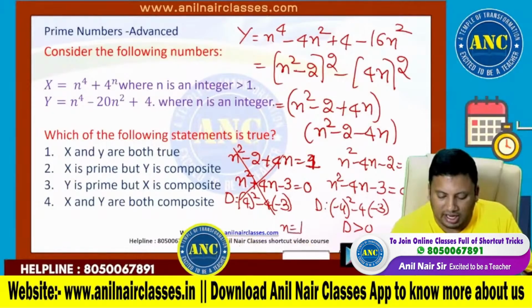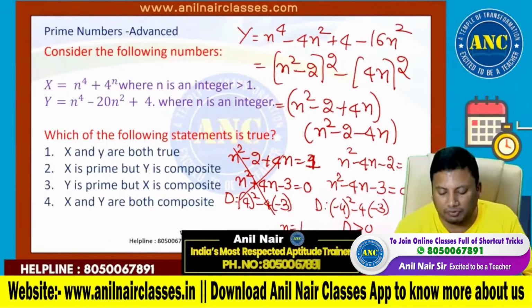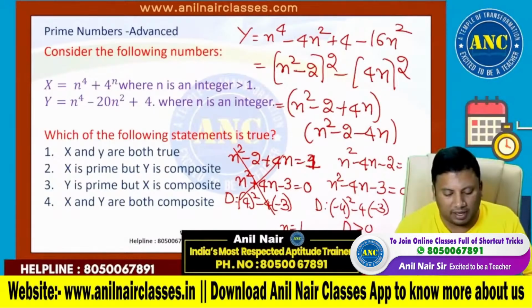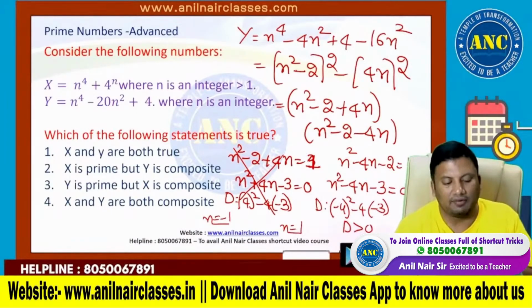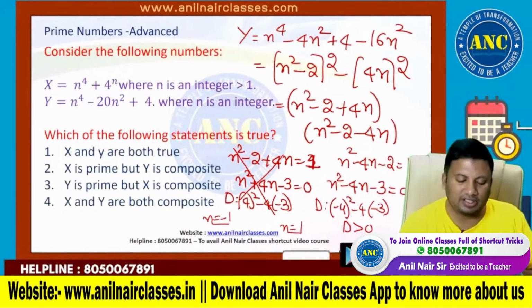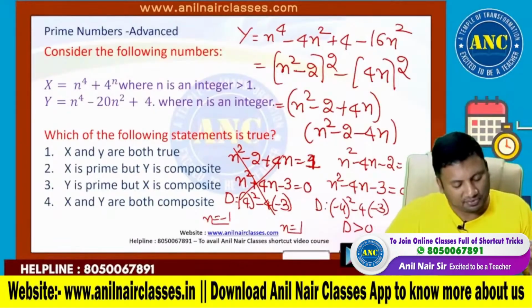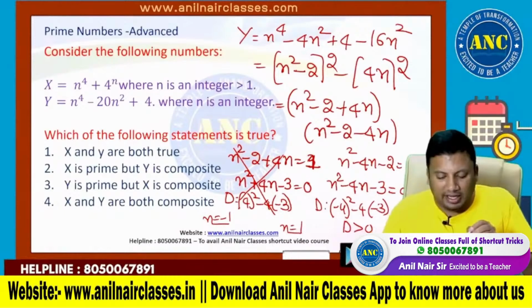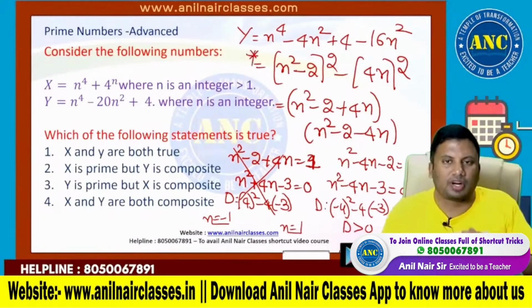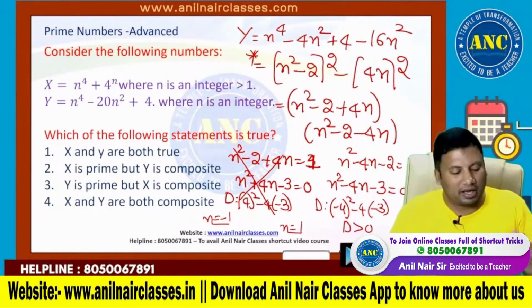Let us see. If n is minus 1, is it satisfying? 1 minus 4 minus 3, minus 6, it is not satisfying. If n is minus 1 in the other case, 1 plus 4, 5. If any value satisfies, then this will be a prime number, otherwise a composite number. The idea is to tell you how you should write the number as a square minus b square.